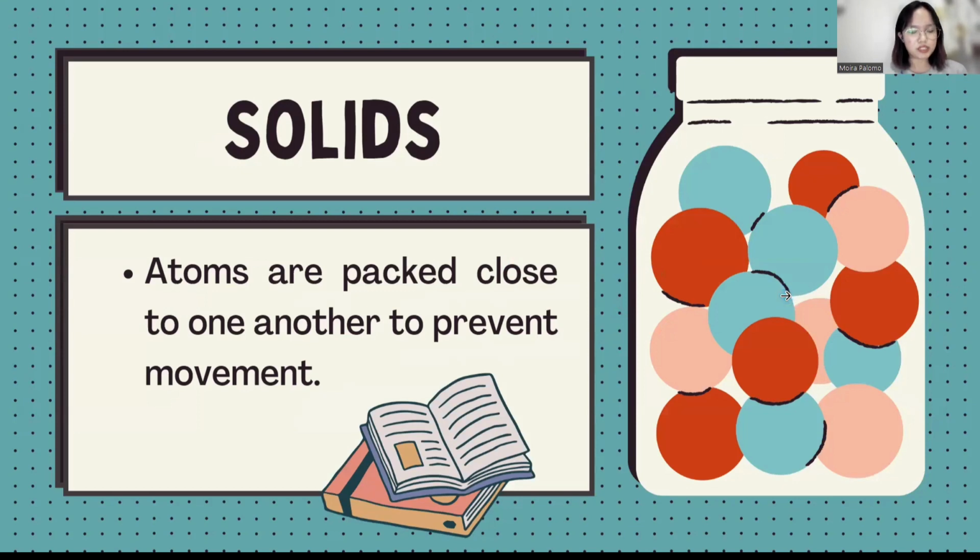So the first basic state of matter is the solid. As we all know, in solids the atoms are packed close to one another to prevent movement. So what does that mean? In other states of matter, the atoms tend to vibrate, but it's not the case for solids, because there is no room for the atoms to vibrate because of how closely packed they are to one another. Solids are not easily damaged by pressure because of this distinct feature they have.